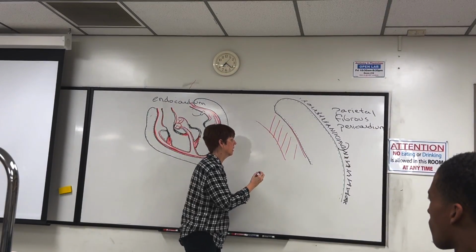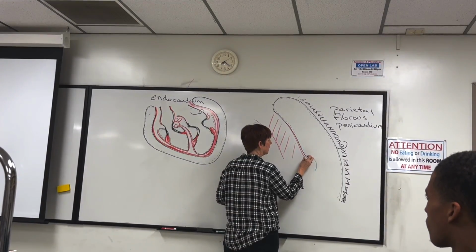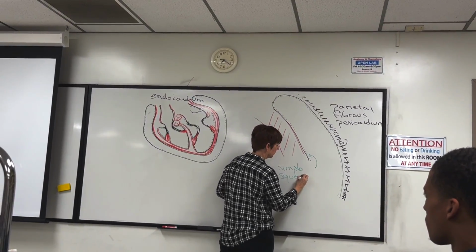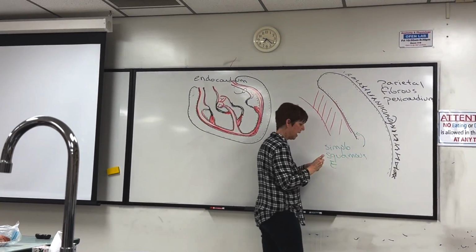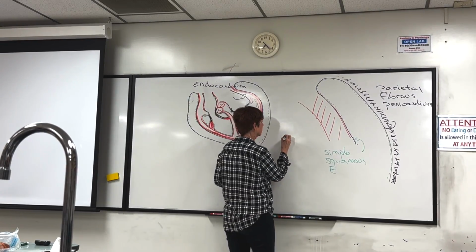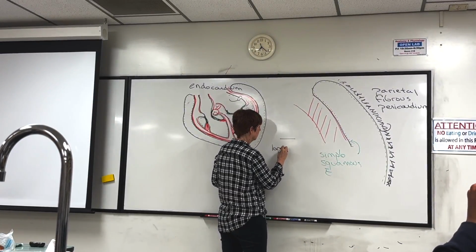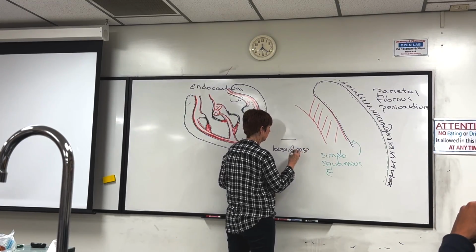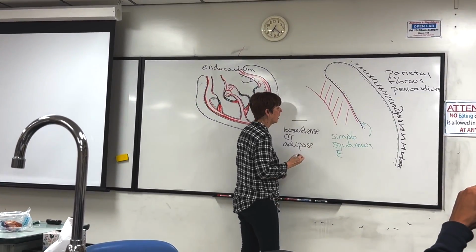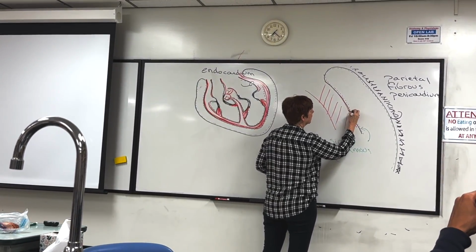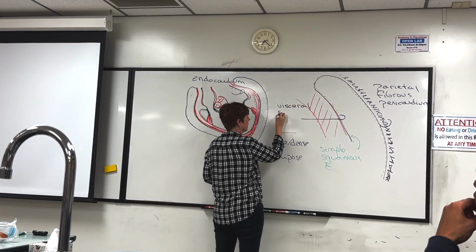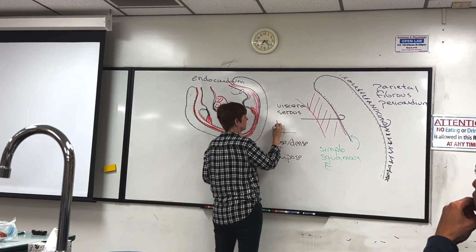All right, so that's simple squamous epithelium. And then the solid line, as I said, would be a combination of loose and dense and adipose tissue. And then this would be the visceral serous, when you're actually touching the surface of the heart.